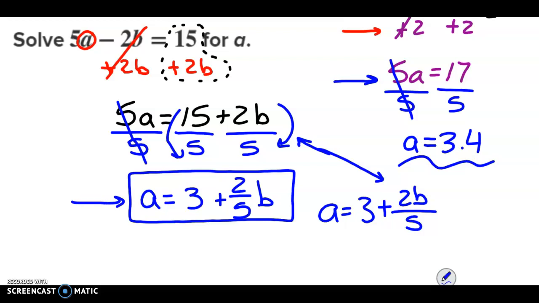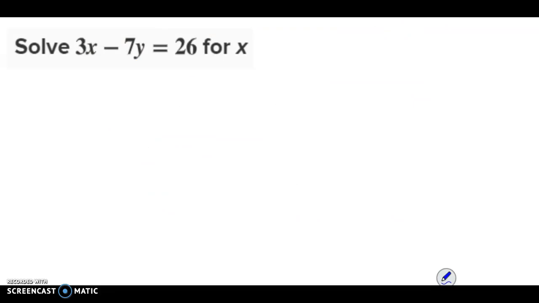Yes, this is an ugly answer. No, it is not a single number or a single term or digit. That's fine. We got a alone. We follow the same solution steps. And we'll look at something similar again here.